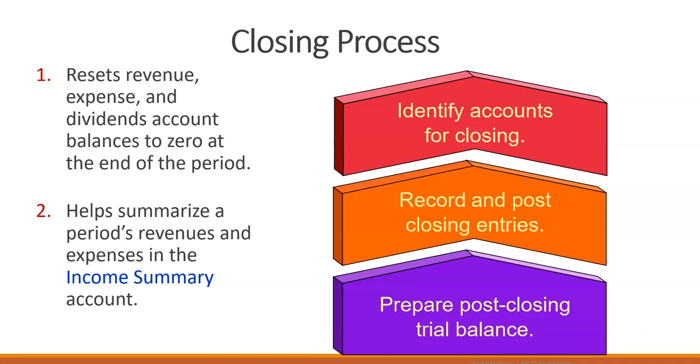So we identify which accounts are going to be closed. Those accounts are revenues, expenses, and dividends. We then record and post closing entries, and then we prepare a post-closing trial balance. Our post-closing trial balance should only have the same accounts on it that are shown on our balance sheet.